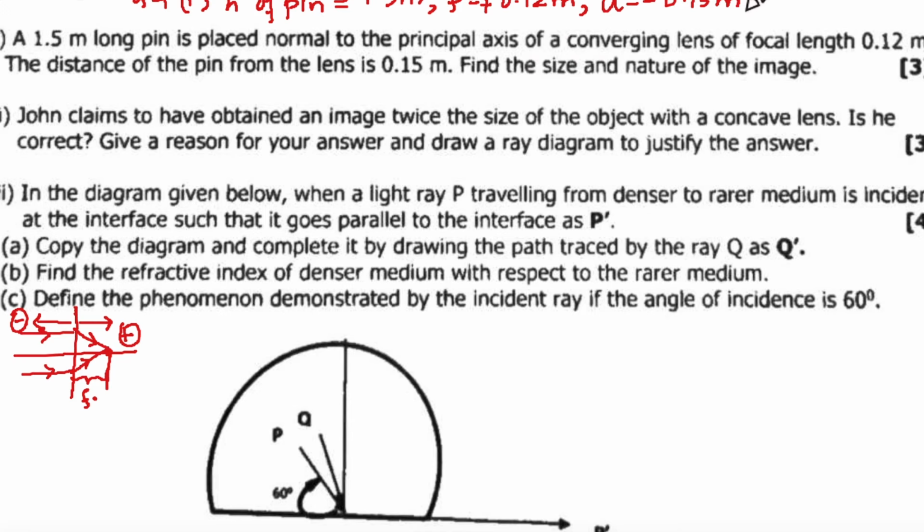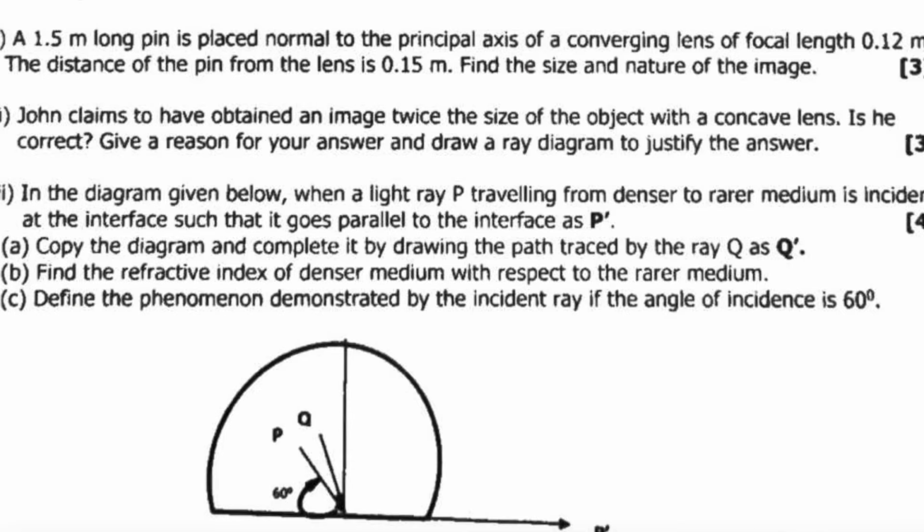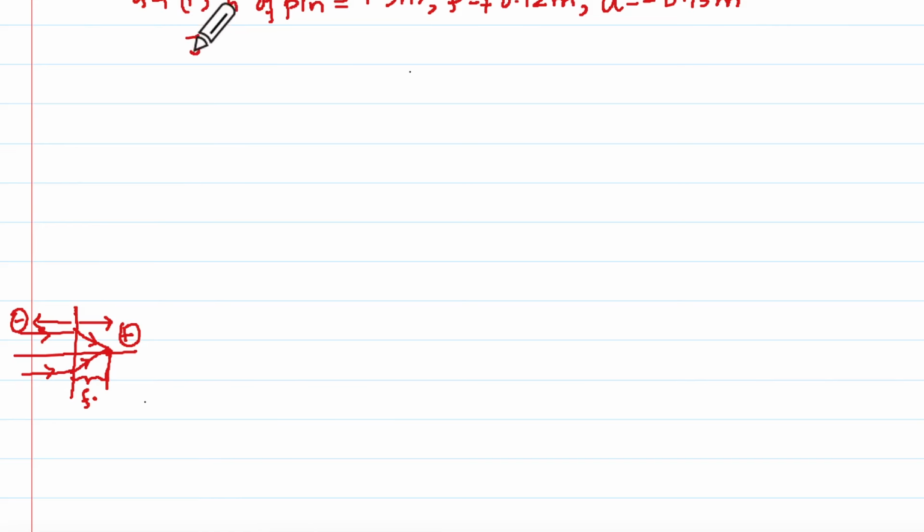Find the size and nature. Come to the formula. Find size and nature. Now you cannot find the size till you know the image distance. So from F and U, you have to find V first.